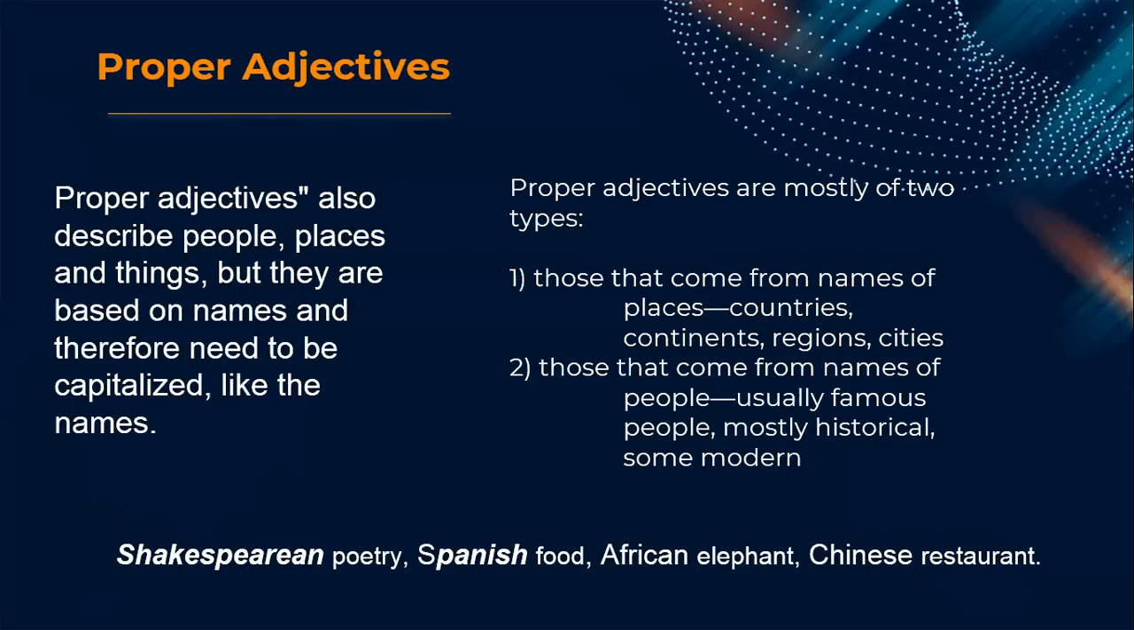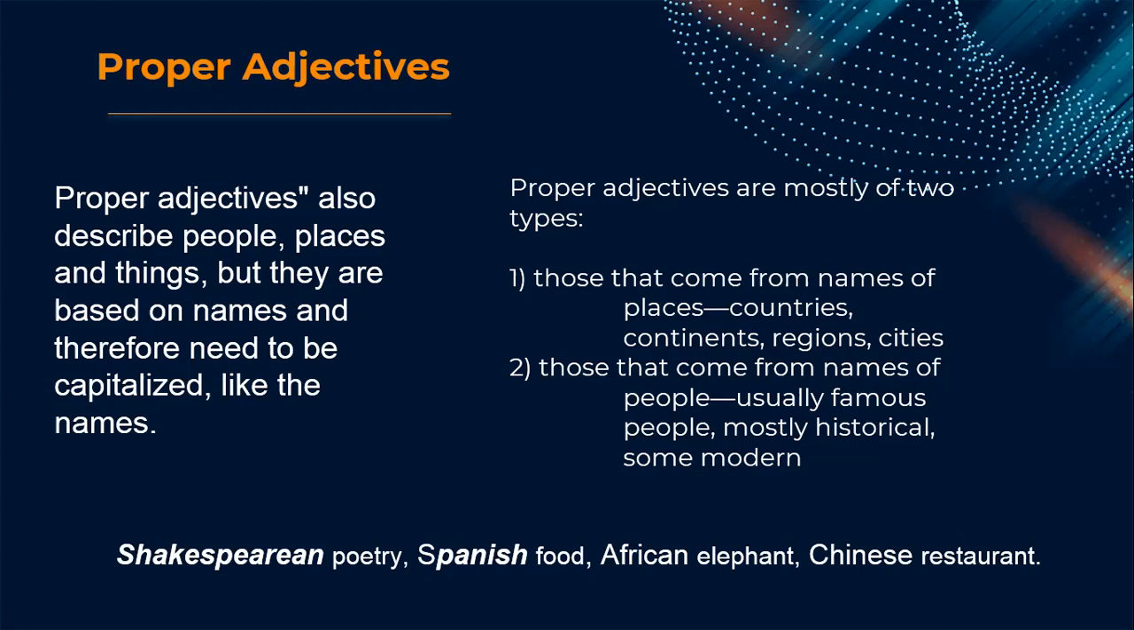Then another important thing is proper adjectives. Proper adjectives are very important because they describe the people, places, and things, but they are based on names and therefore need to be capitalized in a sentence, right? For example, if I say the Shakespearean poetry, the Spanish food, the African elephant, the Chinese restaurant, right?